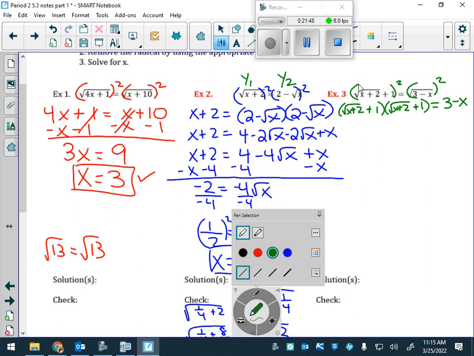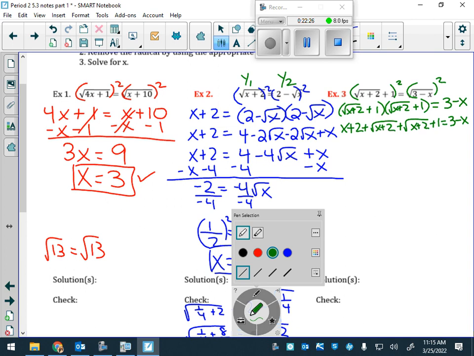What's the square root of x plus 2 times the square root of x plus 2? X plus 2, good. Then we have the square root of x plus 2 times 1. Then we have 1 times the square root of x plus 2. Then 1 times 1. Okay. Do I still have everybody with me? Are we okay? Questions, comments, concerns? That's why I'm pausing, to make sure you know how I got from here to here.